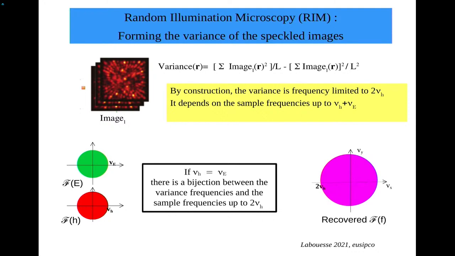In this case, the variance is frequency limited to 2 nu h, and it depends on the sample frequency up to 2 nu h also. And it's magic. There is a bijection between the variance, the Fourier transform of the variance, and the Fourier transform of the sample up to nu h plus nu e. I'm telling you that, but I'm not going to demonstrate it because I don't have a blackboard, so I cannot, because I have to write it down.